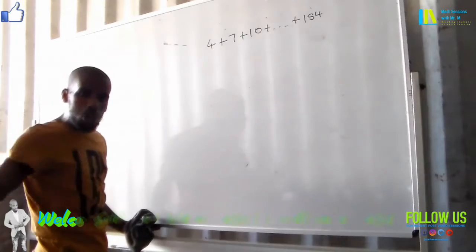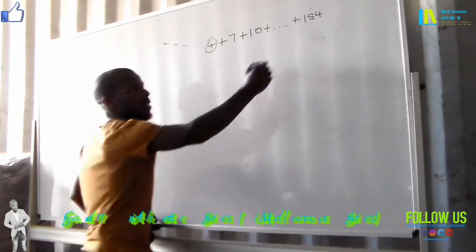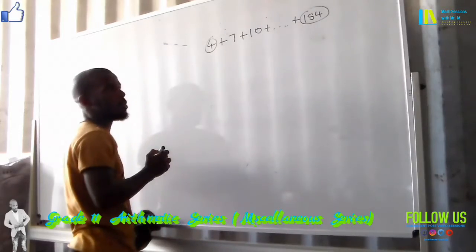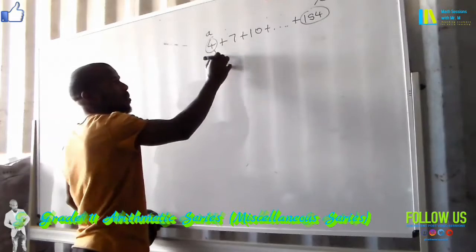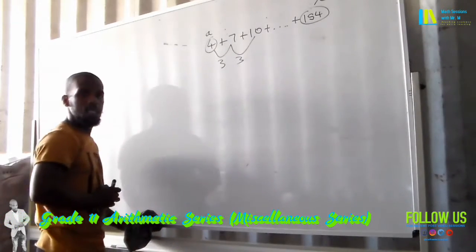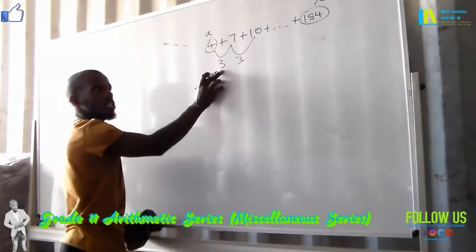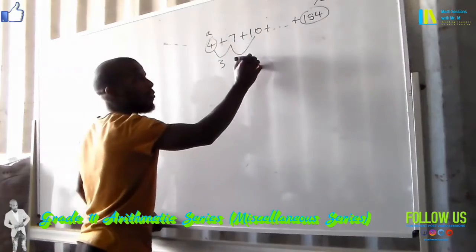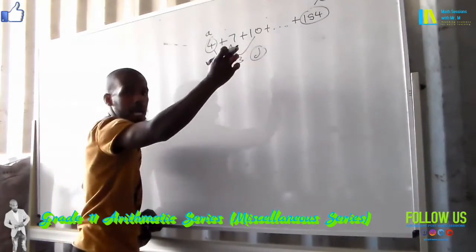So you jot down your givens first. Your givens are your first term and your last term according to this series. So you have an A here, you have an L there, and between the terms you have a constant difference. Now the constant difference between 4, 7 and 10 is obviously 3. So you have a D right there. So you have an A, D and L.